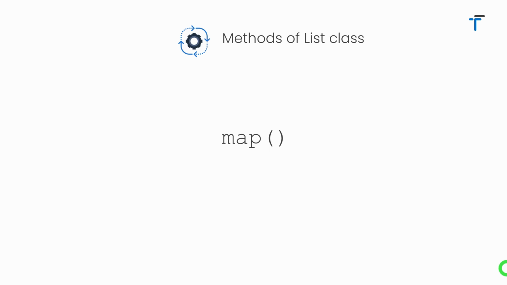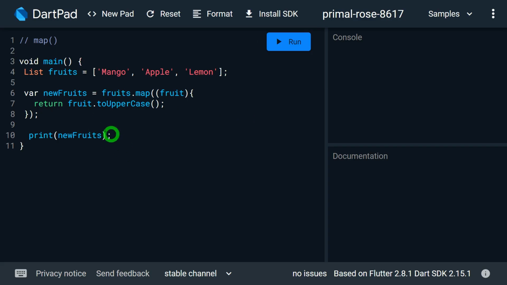Map is the most frequently used method you will find in the Flutter development. Map method is basically used to specify the logic that must be executed for each and every element of the list, and you should get the resultant list after performing all the operations over each and every element in the list. Let's look at this example. In this case, I have a list of fruit with the value mango, apple, and lemon. What I want to do, simply I want to convert all these list values into uppercase, and the resultant data I want to store inside a new fruit list.